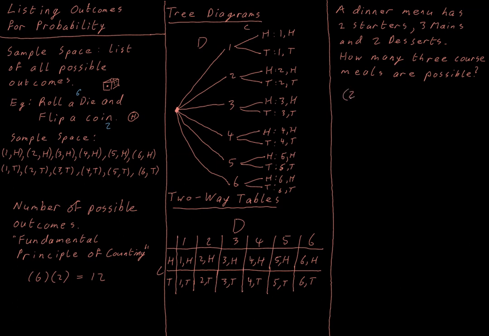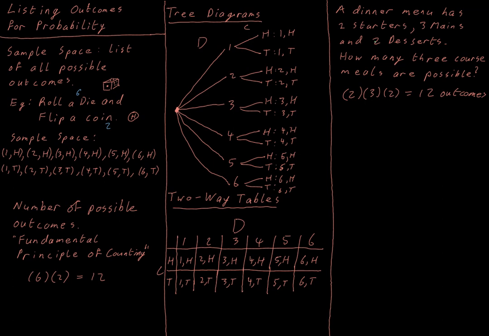Well, I would have 2 starters by 3 mains by 2 desserts. I would have a total of 12 possible outcomes. So those are all of the outcomes that are possible, or 12 possible outcomes. And again, you get that by simply multiplying up all of the different individual numbers of possible outcomes. And that's our fundamental principle of counting. That's what that rule is called.